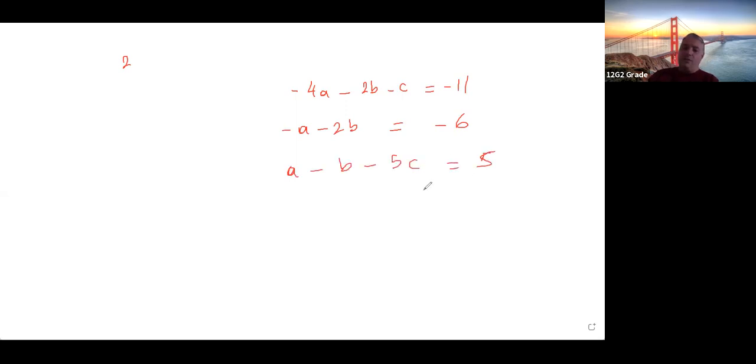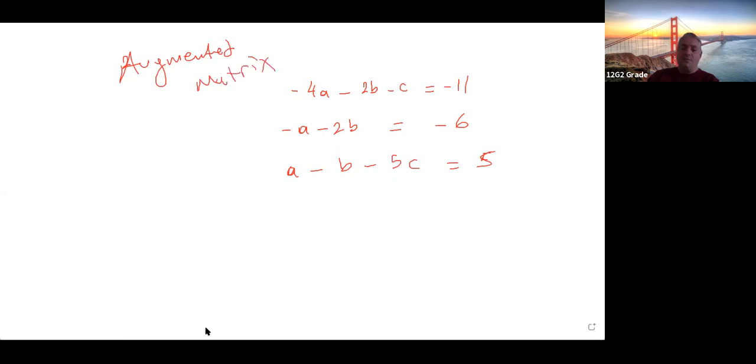Another question? It's very simple. It says find the augmented matrix, but we have already done how to write an augmented matrix. Just one example. Let's say negative 4a minus negative 2b minus c is negative 11. Negative a minus 2b is equal to negative 6. And a minus b minus 5c is equal to 5. The question is the augmented matrix.